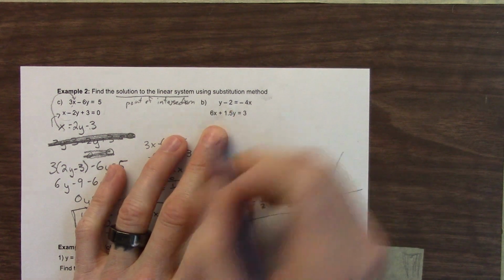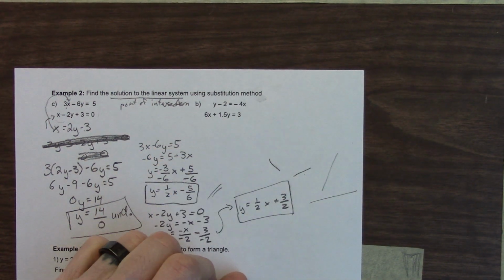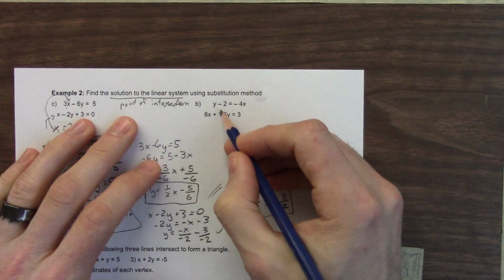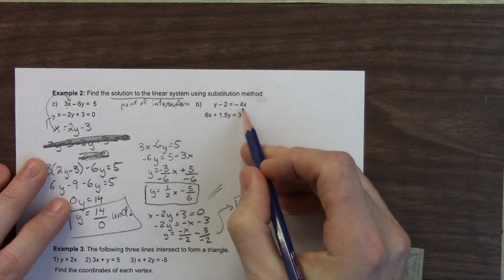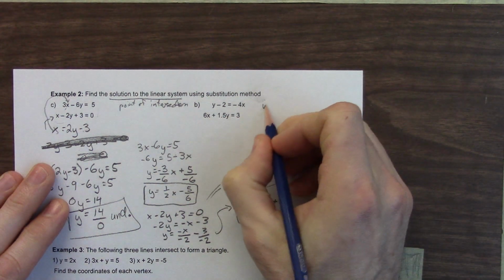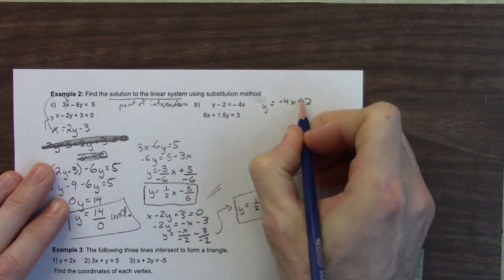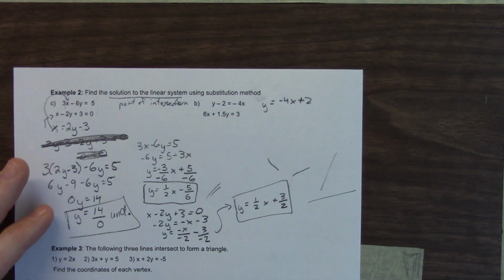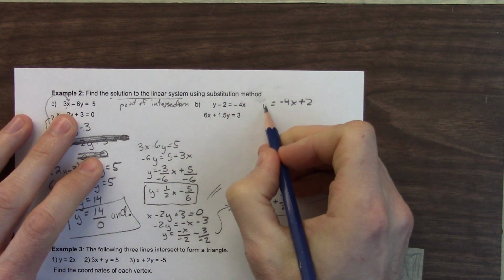What's the first step here? Jafet, what's the first step? Isolate. Yes, isolate. Which one should I isolate? The first one. Yep, and which letter, x or y? Y. Okay, so we get y equals minus 4x plus 2. Do you agree? Yes. Right?